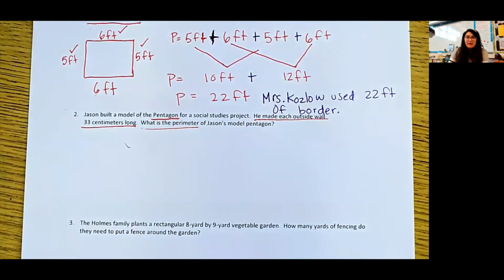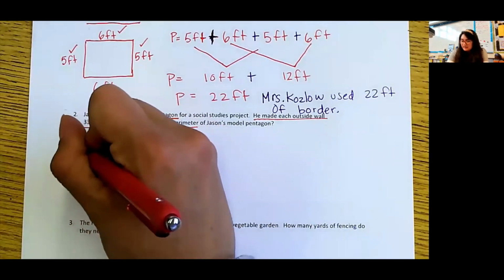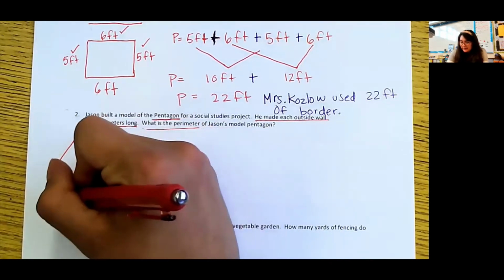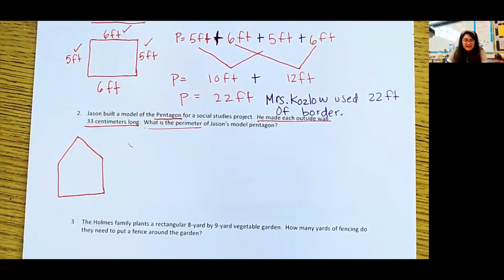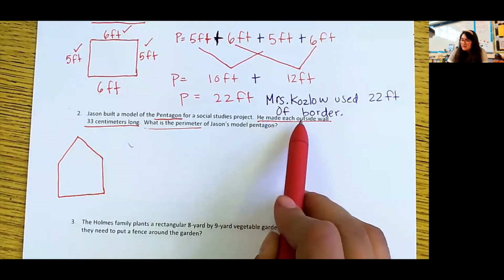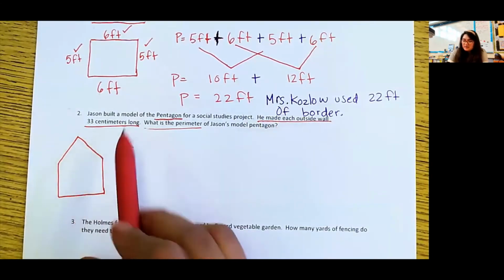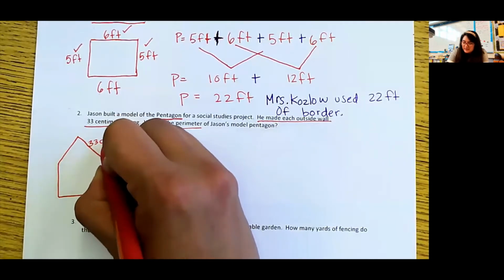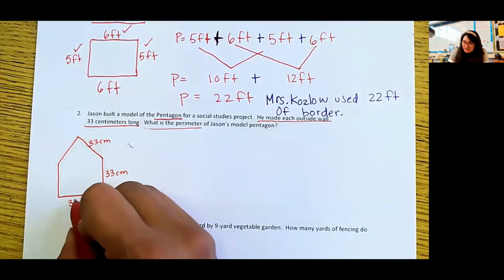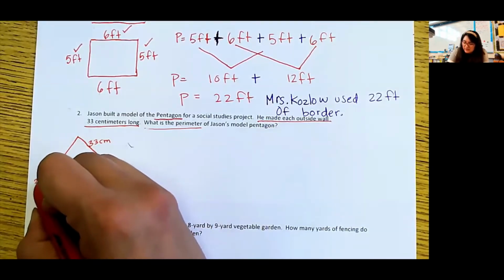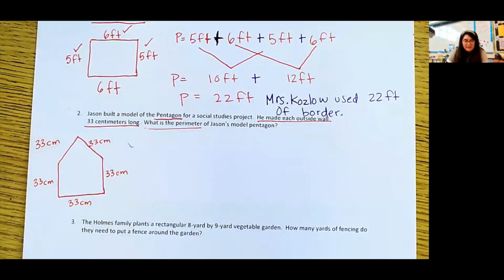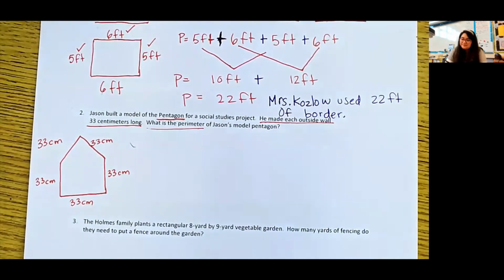So first, I'm going to draw my Pentagon. And my Pentagon looks like this. Okay. Next, I'm going to label the sides. Looking back at this question, I can see each outside wall is 33 centimeters long. So this will be 33 centimeters. This will be 33 centimeters. This side will be 33 centimeters. This side will be 33 centimeters. And this side will be 33 centimeters. Okay, make sure that you're labeling yours like mine.